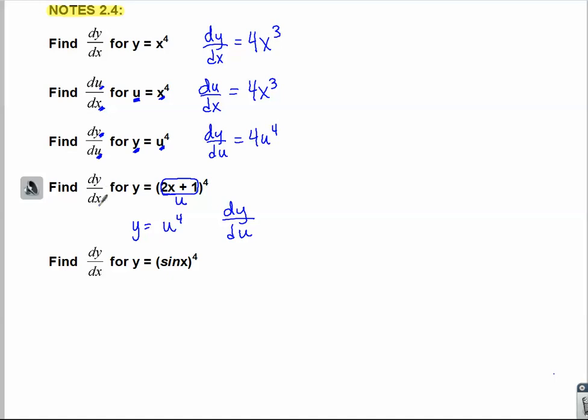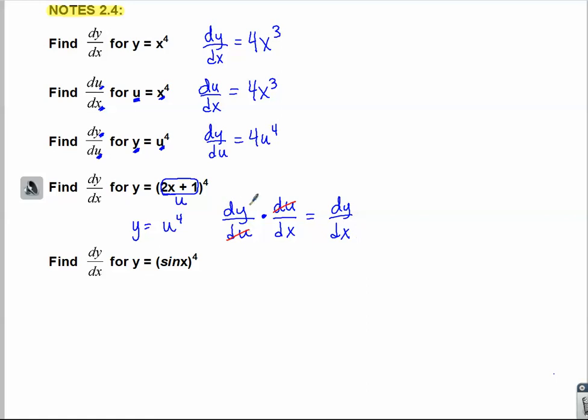However, I want the derivative of y with respect to x. So how do I get rid of the u? Well, just thinking of this like it's division, if I want to get rid of du on the bottom, I multiply by a du so they cancel out. And if I want a dx on the bottom, I divide by dx. So I'm multiplying dy du by du dx. Those multiplied give me dy dx.